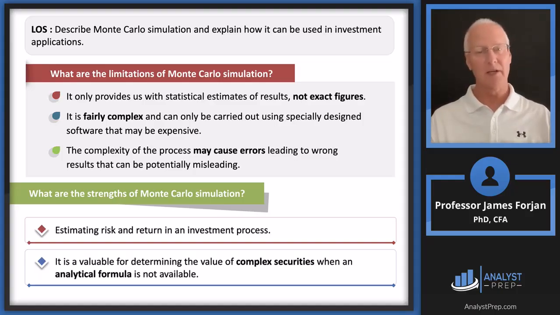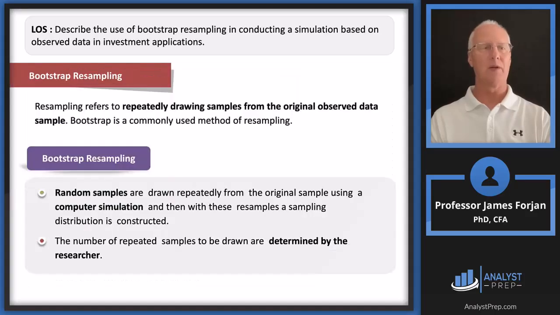Maybe the underlying assumption, the underlying distribution, is not normal. What are the strengths? Oh my gosh, the strengths are that this provides us with a wealth of extra information in executing the terms of the investment policy statement. So what does the Institute tell us in this reading? Estimating risk and return, and it helps us to determine the value of complex securities. Oh boy, we'll learn more and more about that, especially in Level 2.